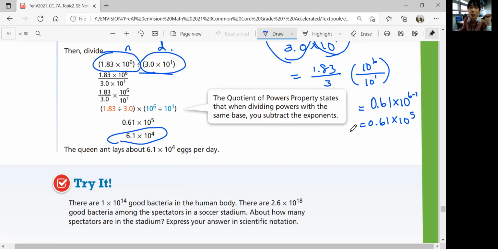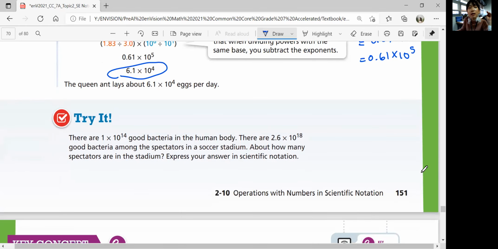That's a lot of eggs. Let's try this question, try it. There are 1 times 10 to the 14th good bacteria in the human body. There are 2.6 times 10 to the 18th good bacteria among the spectators in a soccer stadium. About how many spectators are in the stadium? Express your answer in scientific notation.